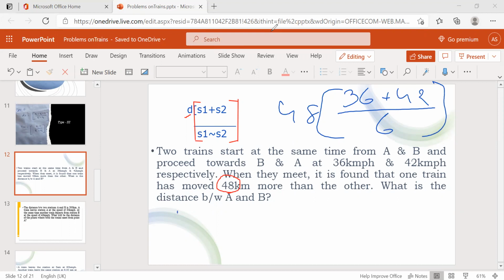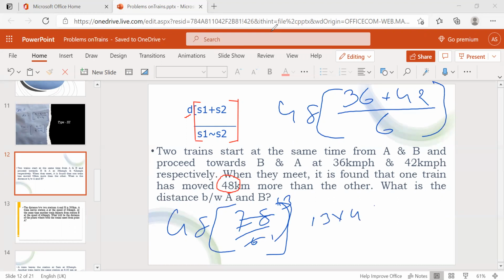So now 48 into 78 by 6. 78 is nothing but 6 ones, 6 13s. So 13 into 48. What's the answer? 480 plus 3 4s, 12, 144. So it is nothing but 624, right? 624 will be the distance.